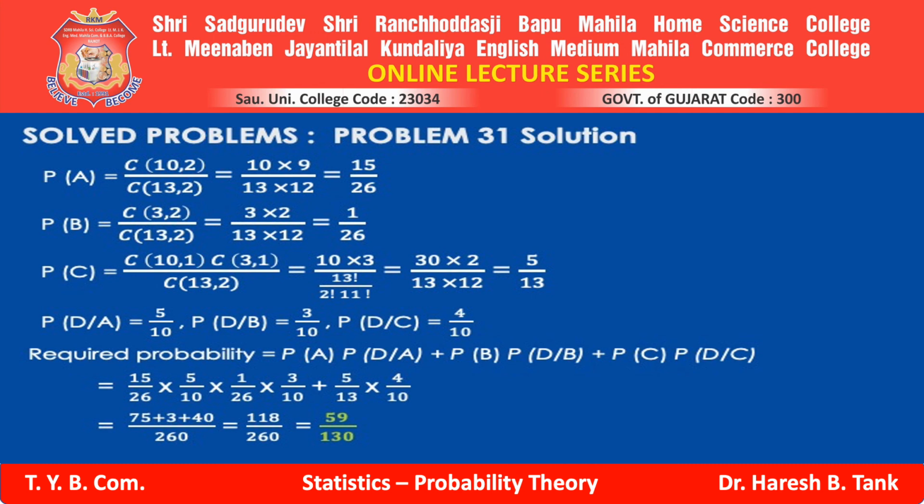So it is probability of A multiplied by probability of D, where it is coming from A, plus probability of B multiplied by probability of D, where B already occurred, plus probability of C multiplied by probability of D, where C already occurred. All these probabilities are known to you. Just put it together, make a multiplication and an addition. Ultimately what you will get would be 118 upon 260, which is 59 by 130, and that is the required probability. Right?